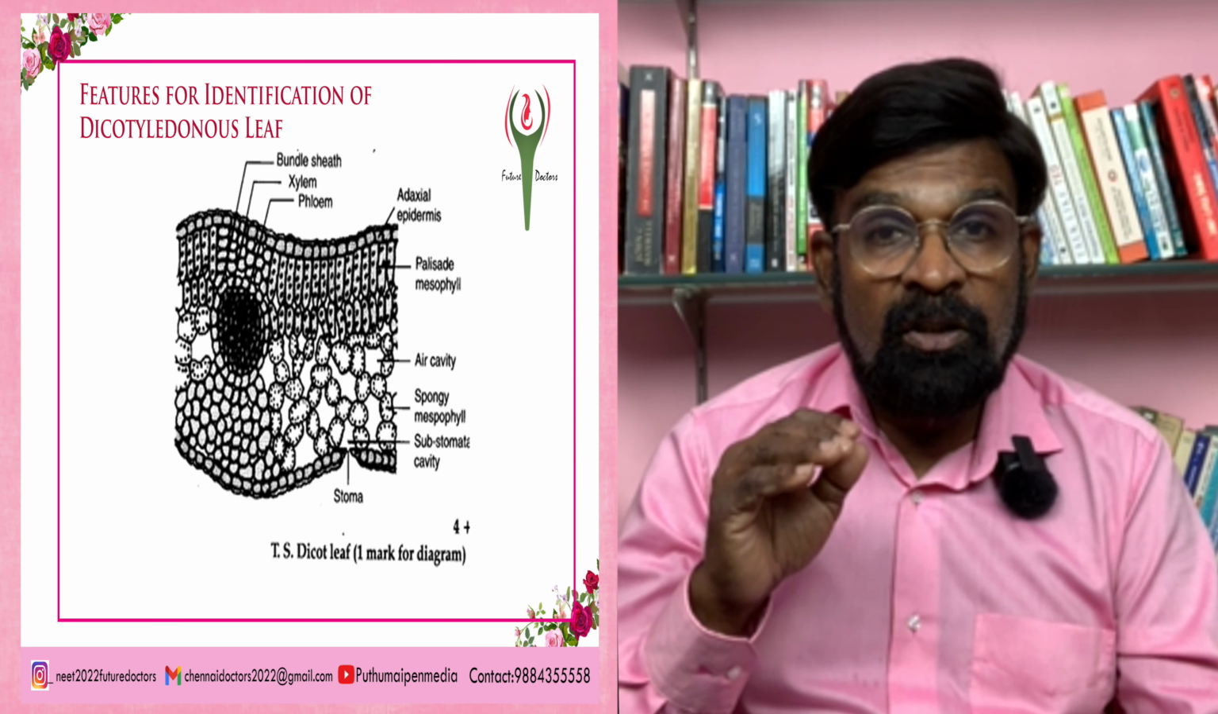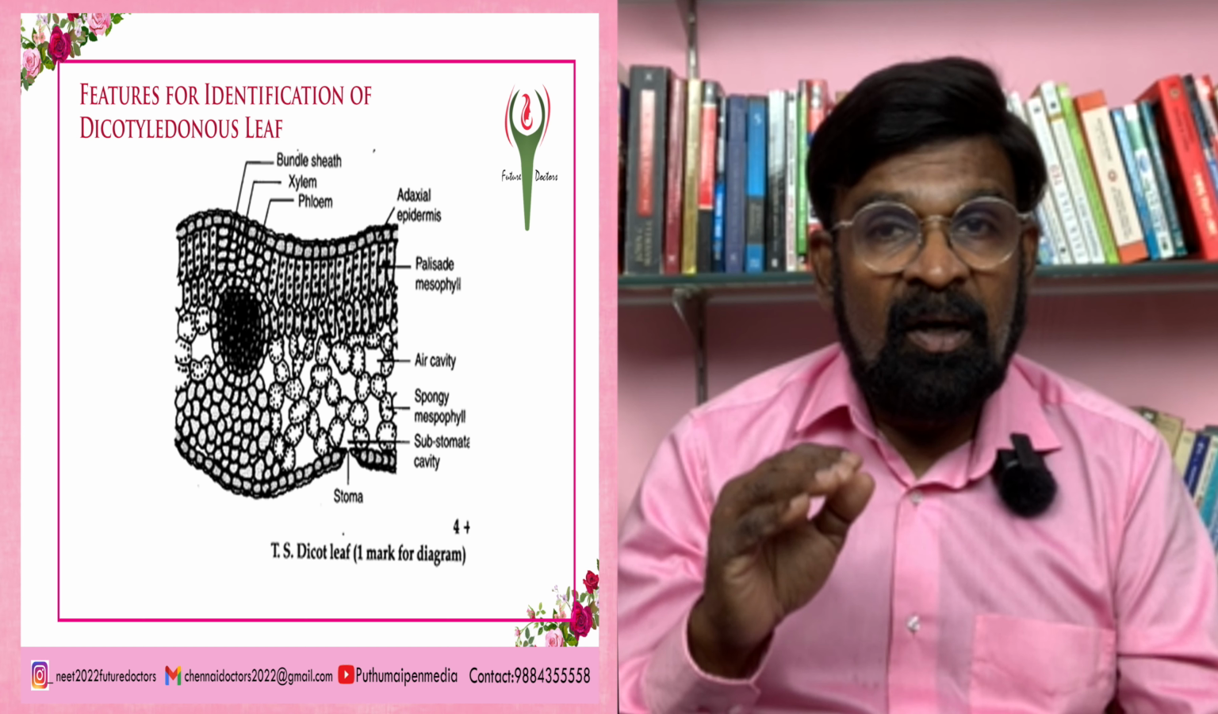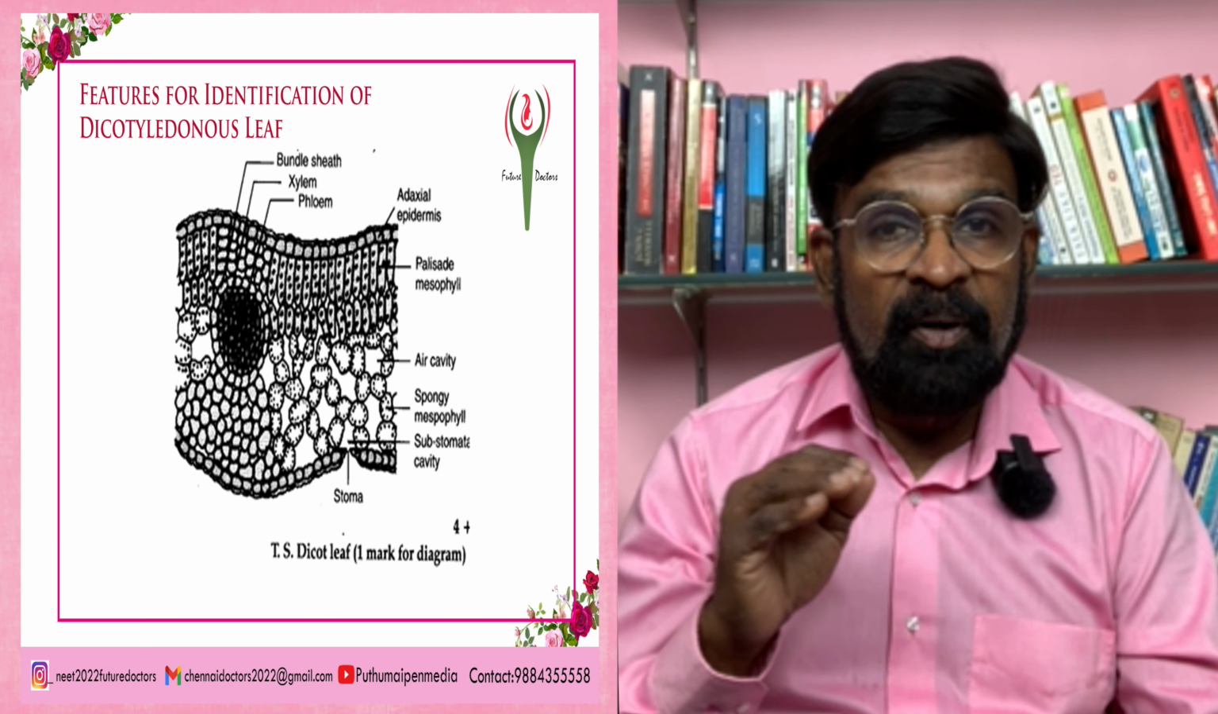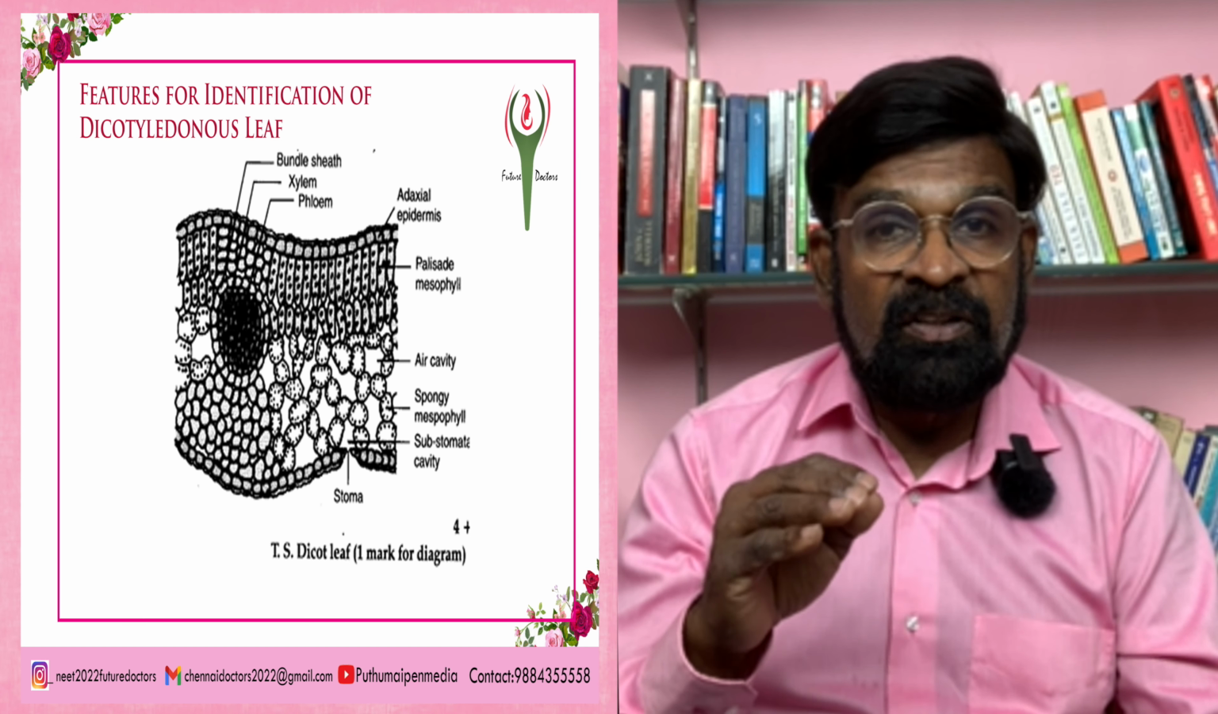Next slide. Dorsiventrally flattened, with stomata mostly on the upper surface. Mesophyll differentiated into palisade and spongy parenchyma. Vascular bundles with colorless bundle sheath. Vascular bundles with xylem towards the upper side and phloem towards the lower side.